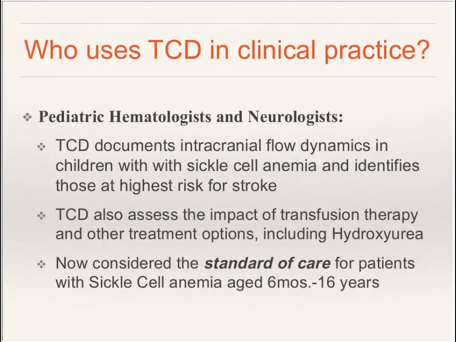The neurologists treat the patients who have had strokes or try to prevent them from having strokes, and the hematologists manage the treatment using either transfusion therapy or hydroxyurea. So TCD documents intracranial flow dynamics in children with sickle cell anemia, and it identifies those at highest risk for stroke by documenting the ones who have increased intracranial velocities because the arteries have been narrowed.